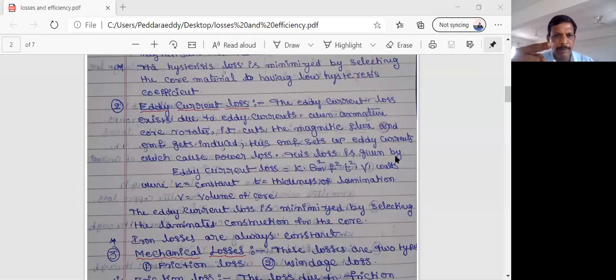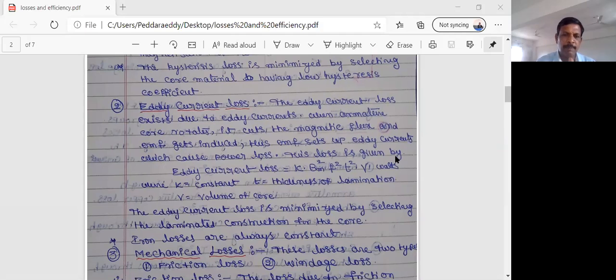So when flux cut takes place with the armature winding, the EMF is induced in the armature winding. Okay, everybody knows that. But at the same time, the armature core also cuts the flux. So when the core cuts the flux, EMF is induced in the armature core. This EMF is called eddy current EMF. Due to this EMF, current will be produced. This current is called eddy current.